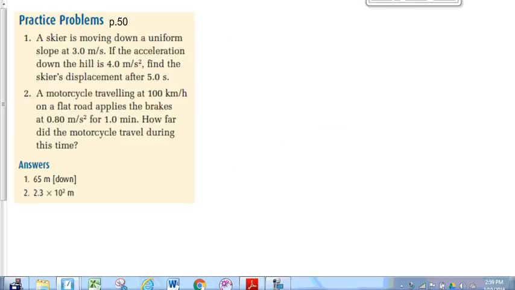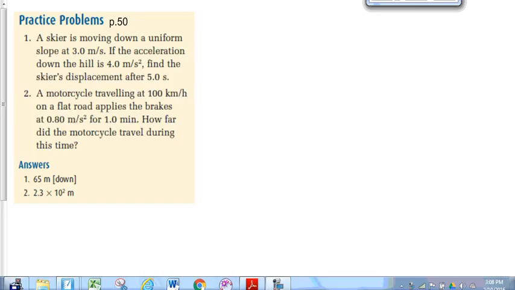All right, let's try those two questions to go with it on page 50, please. Okay, we're going to take a look at question number 2. It says a motorcycle traveling at 100 kilometers per hour on a flat road applies the brakes at 0.8 meters per second squared for 1 minute. How far did the motorcycle travel during this time? This is a group B problem. It's decelerating. The motorcycle is slowing down.